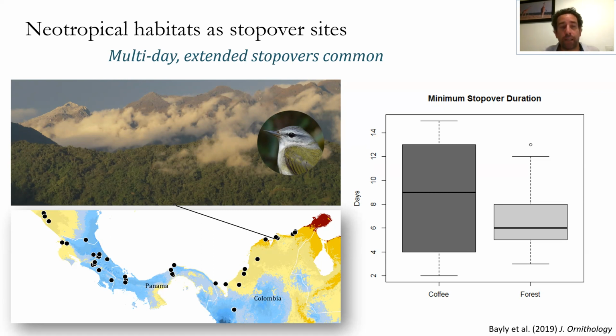So here's a very simple example of Tennessee warblers in the Santa Marta Mountains in northern Colombia in spring, making stopovers of around a week or longer. These are very simple stopover metrics based on capture, recapture, and the minimum stopover. They normally underestimate durations, but it gives us a sense of these longer stopover durations that birds are making.